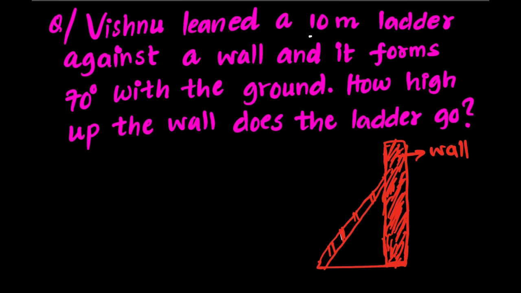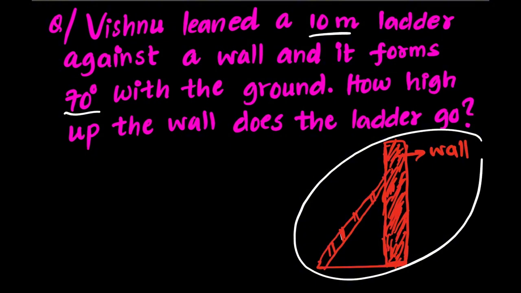Hello everyone, in this lesson, let's solve word problems associated with trigonometry. So the first problem says, Vishnu leaned a 10-meter ladder against a wall and forms 70 degree with the ground. How high up the wall does the ladder go?